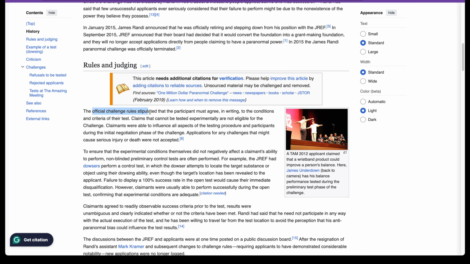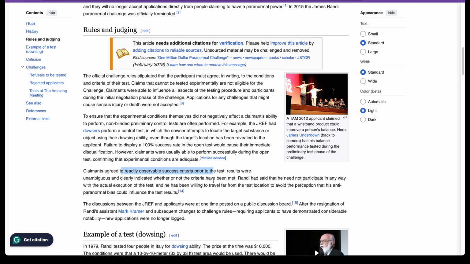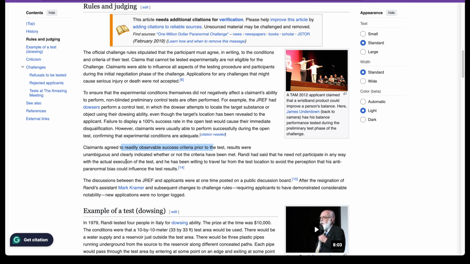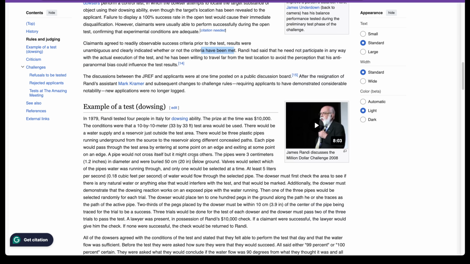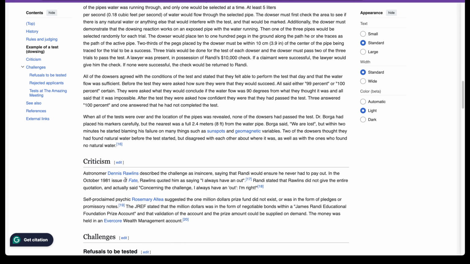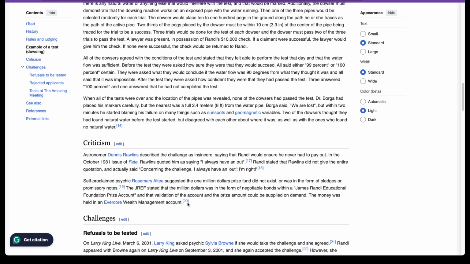The rules had to be stipulated, and they must agree, so you have to set up your null hypotheses beforehand. The experimental conditions themselves must not negatively affect the claimant's ability to perform, and non-blinded preliminary controls are often performed. Claimants agreed to be readily observed prior to the test. Results are ambiguous or clearly indicate the criteria have not been met. He has never had anybody win this. Sylvia Browne was supposed to be on it, but she could never agree to the terms.